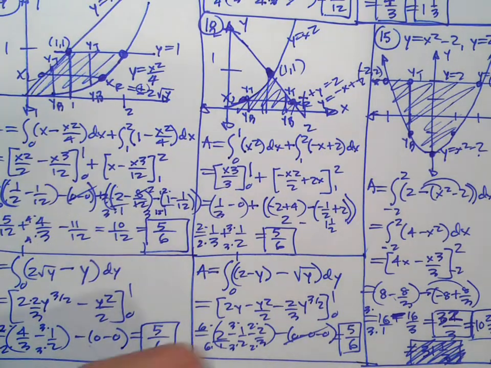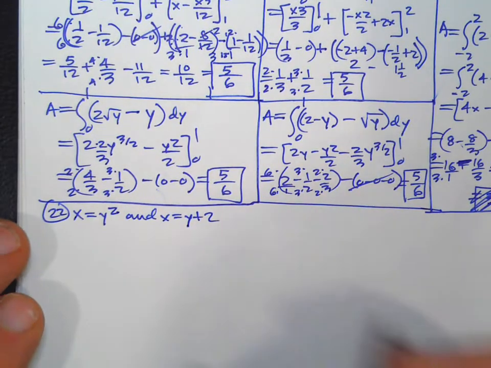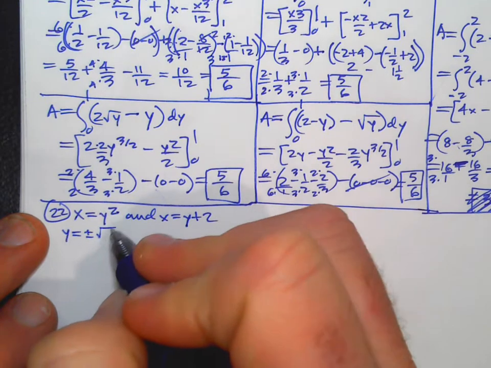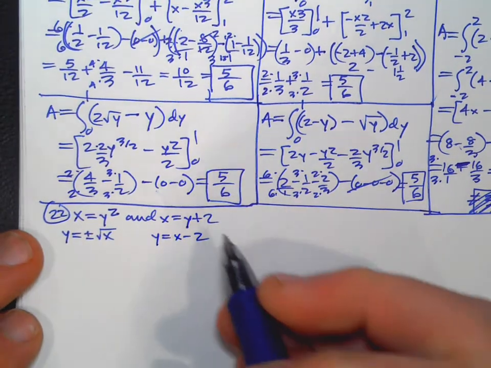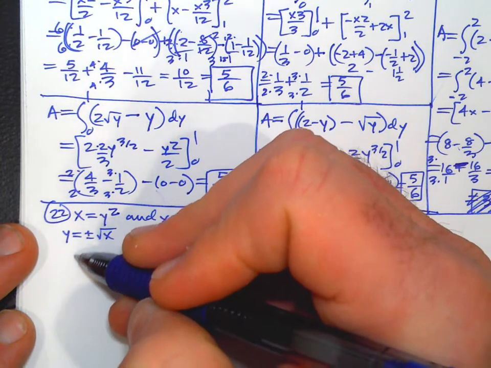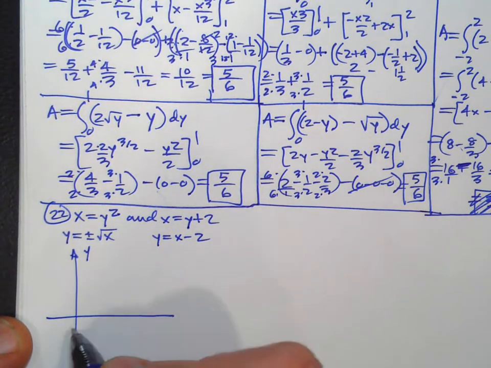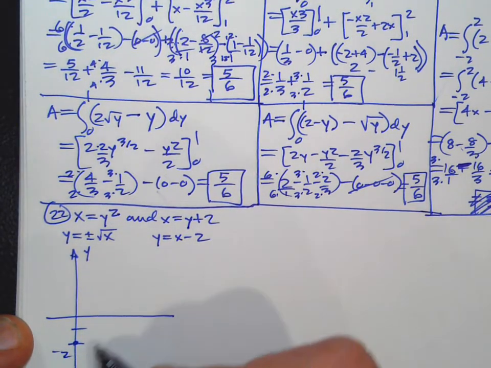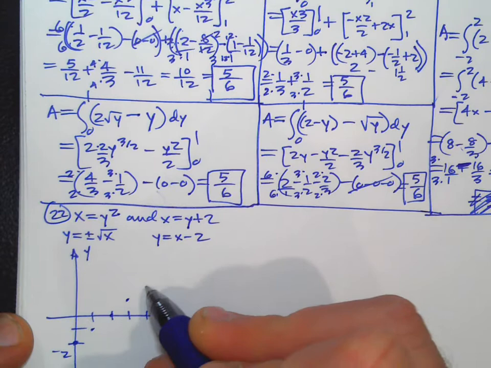Okay, 22 is x equals y squared, and x equals y plus 2. Now, for graphing purposes, I kind of want to write this like that, but whatever. Okay, so we graph this. This is a simple line that starts at negative 2 and has a slope of 1. Up 1, up 1, up 1, and so on.